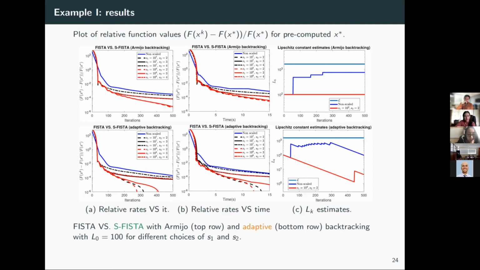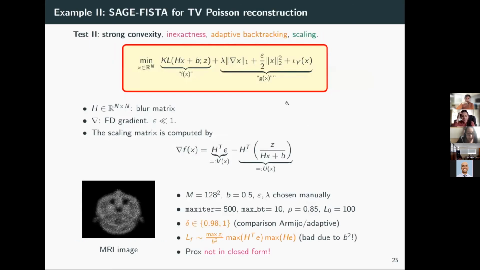So just to conclude, we also did some tests really including strong convexity. So that is a little bit more involved. So the fidelity here is the Kullback-Leibler divergence. As a regularizer, we use total variation, so the L1 norm of the gradient, in order to deal explicitly with the inexactness.